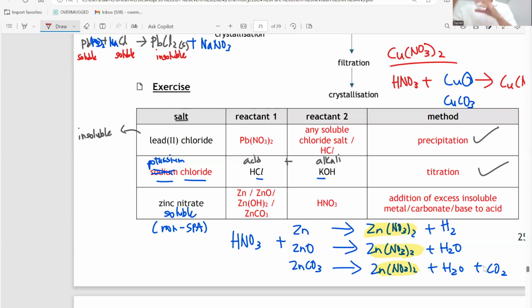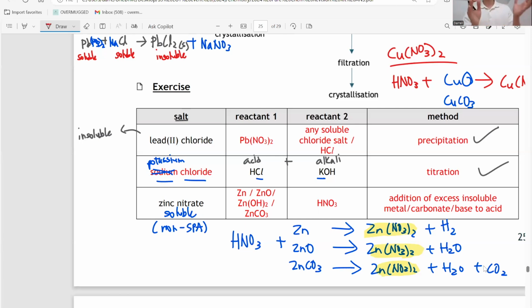So the first time you do it is for the color change, so you know how much volume to how much volume. After that, you repeat it again, you do crystallization. You get your SPA salt. That's it. So titration is just acid plus alkaline, strictly for the VIP group known as SPA.